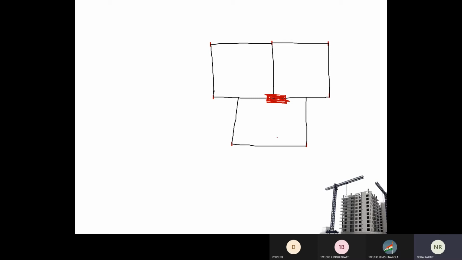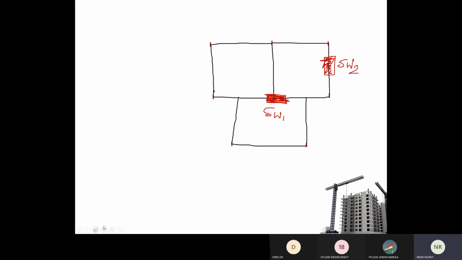Right, and one more shear wall I am going to provide. This is only for understanding. So I'm providing one shear wall over here also. Like this. This is my shear wall. So this is SW1, shear wall 1. This is SW2, shear wall 2.